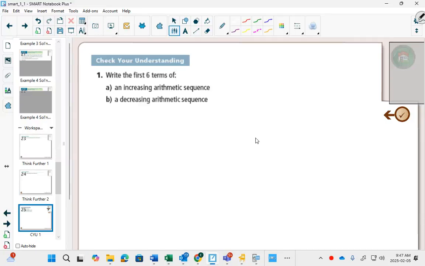And example 1 is a wide open question. You want to write the first 6 terms of an increasing, so that's one important word here, and arithmetic, and anytime it says arithmetic, that tells us that there is a common difference. We're adding something the same amount each time to get the next term. Okay? So, we want it to be increasing.